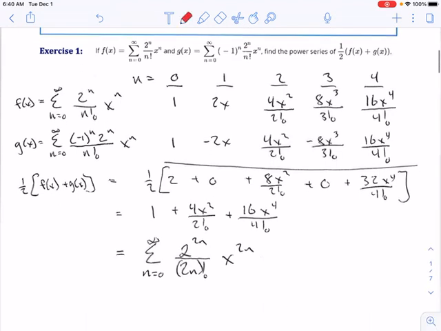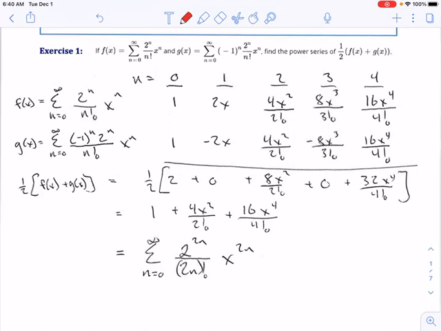So the first one, we have the function f of x is equal to the power series 2 to the n over n factorial x to the n. And the function g of x is equal to the power series of negative 1 to the n, 2 to the n over n factorial x to the n. And what we want to find is 1/2 the sum of f of x plus g of x.